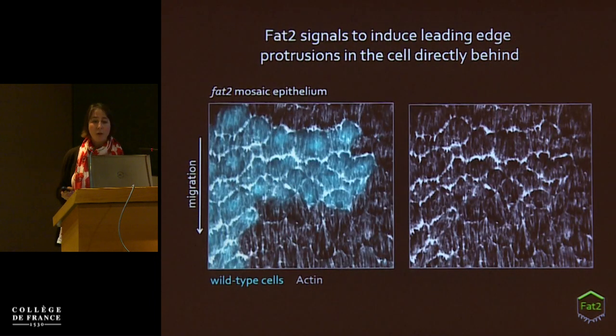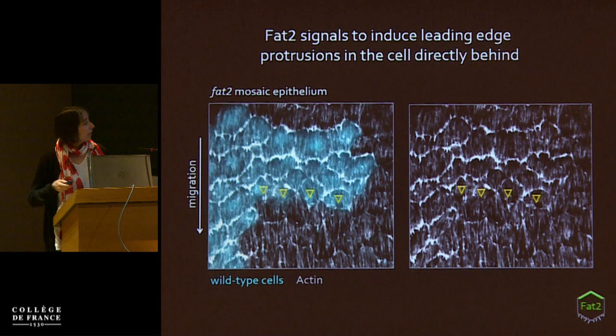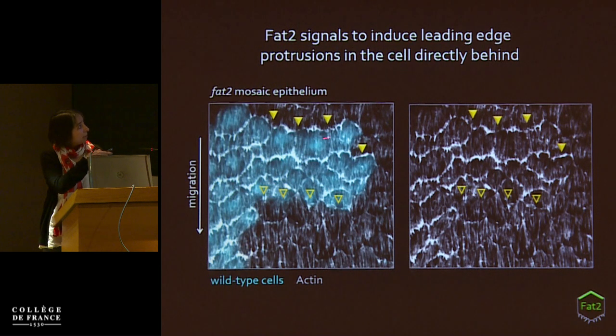So now I'm going to show you another mosaic epithelium, but we're going to look at a clone with a different shape. And what I want you to do is focus on this row of wild type cells that's migrating right behind a row of FAT2 mutant cells. And what I want you to see is that the wild type cells lack leading edge protrusions. By contrast, if we're looking at FAT2 mutant cells that are migrating right behind a row of wild-type cells, the mutant cells form protrusions just fine.